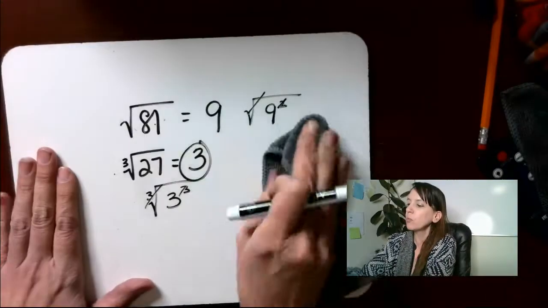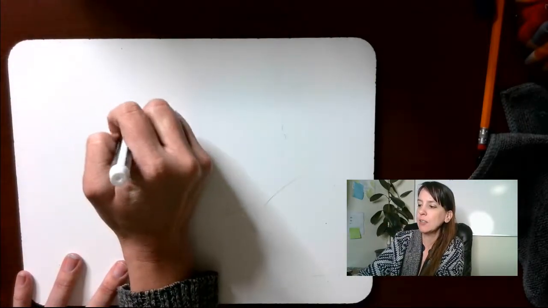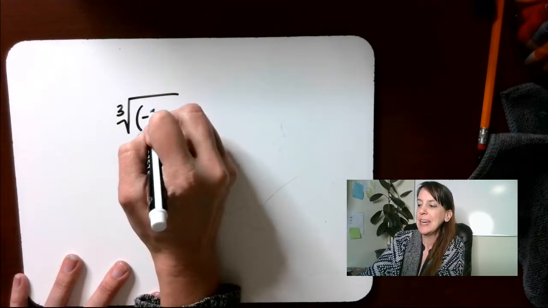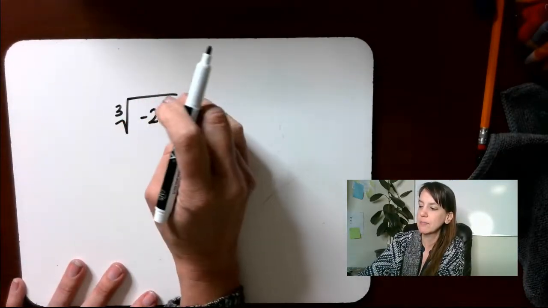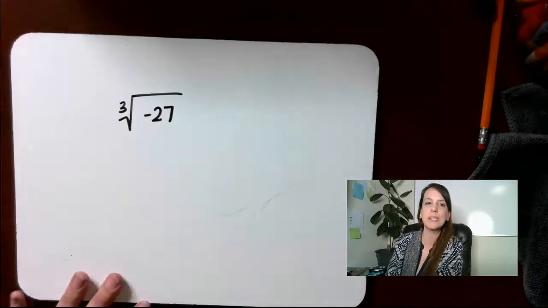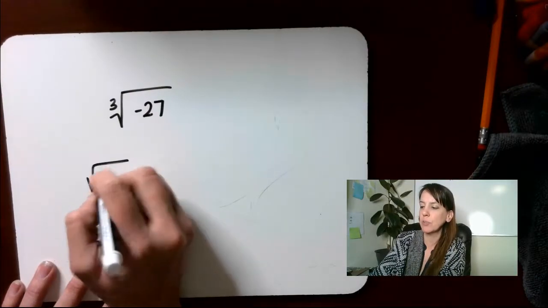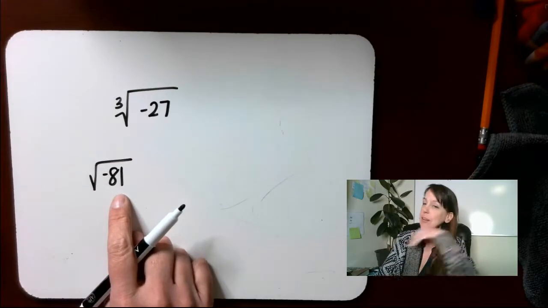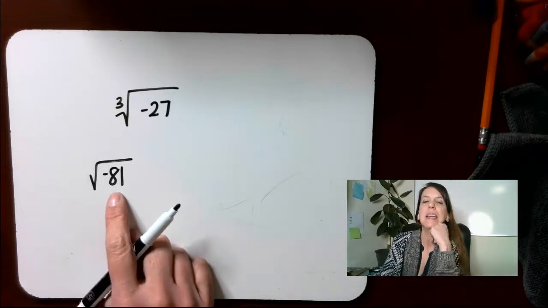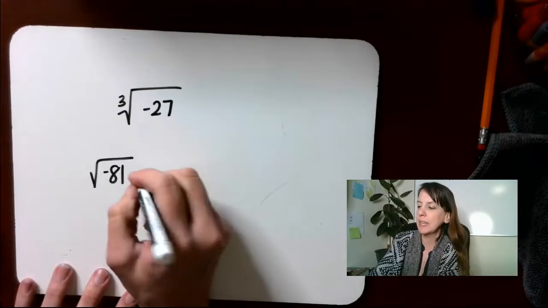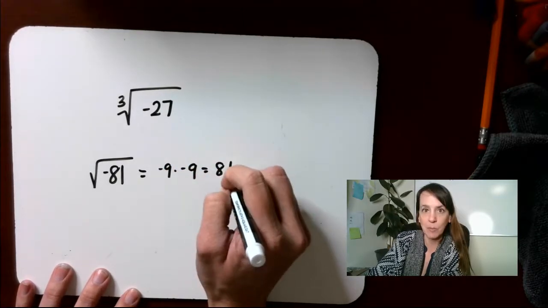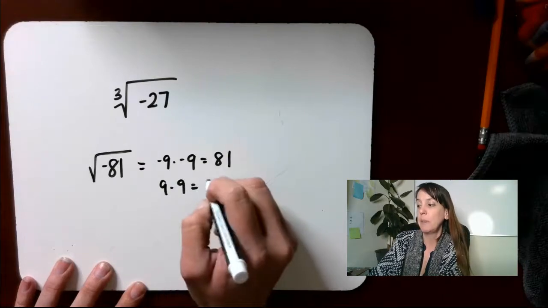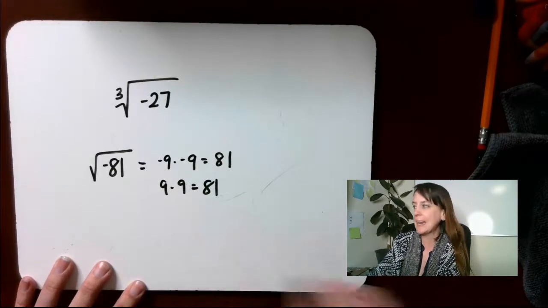Now, with roots that are odd, like 3, take a look at this. I can have negative 27. There we go, negative 27. Well, if I come back to a regular square root, negative 81, I can't do negative, at least not yet. When you get to Algebra 2, you can. Negative 81, I couldn't do, because if I have negative 9 times negative 9, that's positive 81. If I have 9 times 9, that's positive 81. So there's no way to get that negative number here.